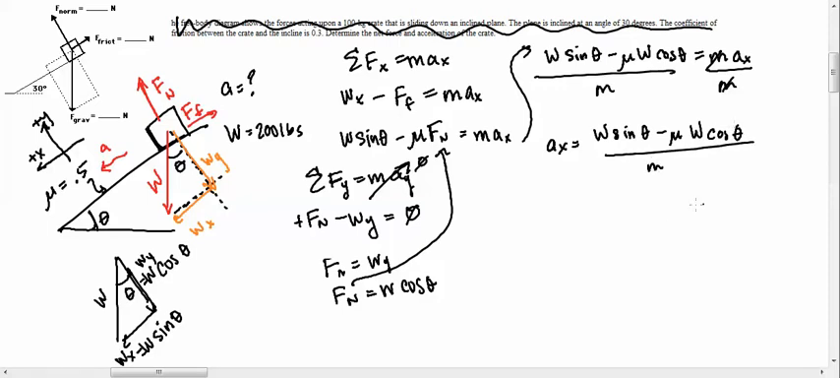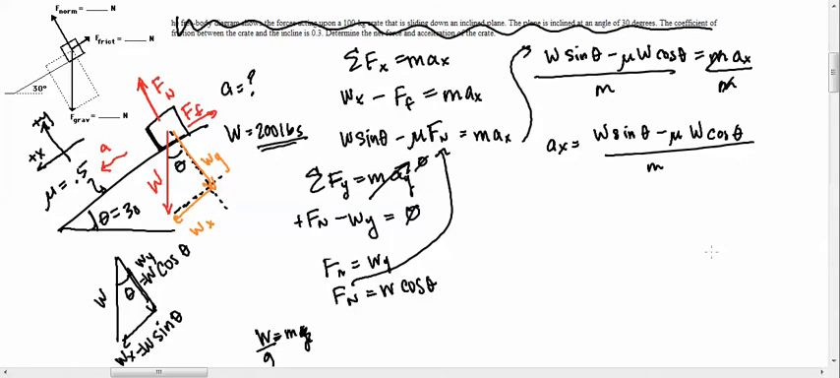Alright, now that is your answer. You just plug stuff in. So what is it, 200 times the sine of, I forgot to tell you what theta was, let's say it's 30 degrees. 200 times the sine of 30 minus 0.5 times 200 times the cosine of 30, all divided by, well, whatever your mass is. And if I give you the weight in pounds, and I hate working in pounds because mass becomes weird in pounds, if your weight is equal to mg, then your mass is really just W over g. So whatever that is over g.